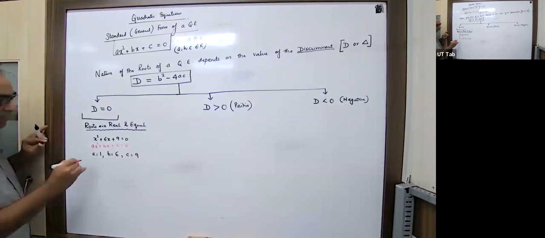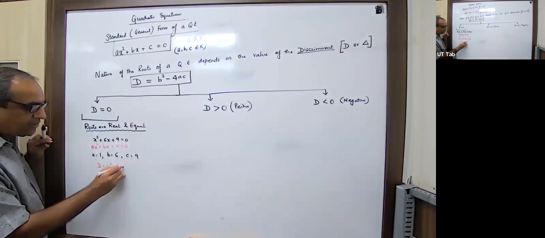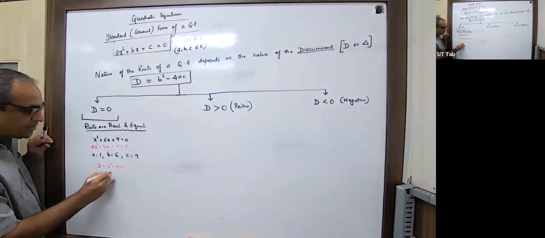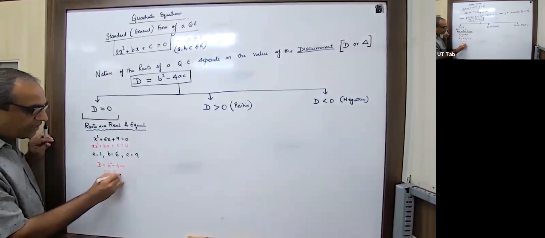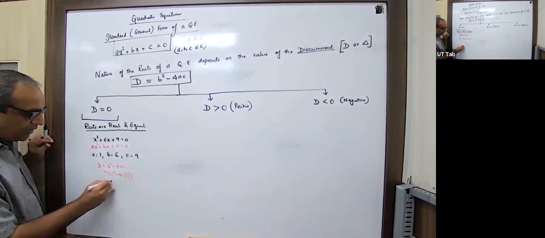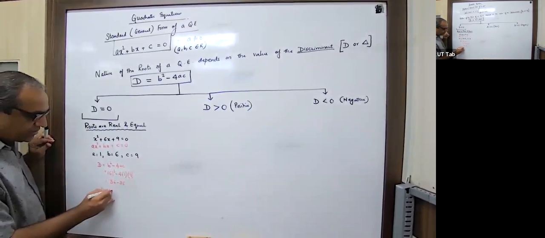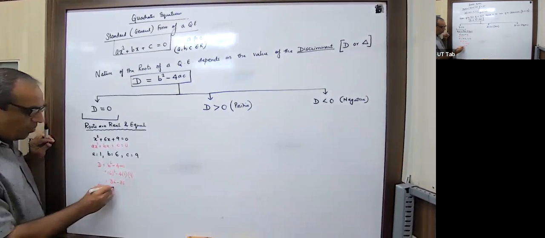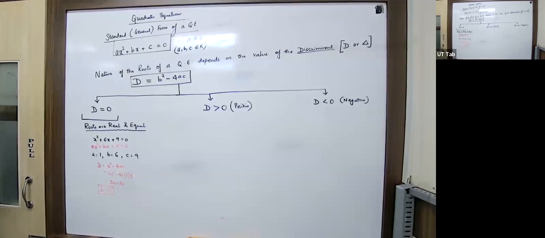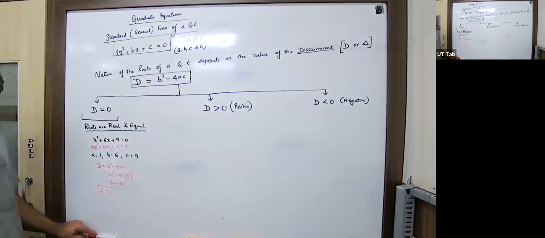Agree? Then I will find out D is b squared minus 4ac, which is 6 squared minus 4 into 1 into 9. That is 36 minus 36. Discriminant is 0. The moment I get discriminant is 0, I will conclude that the roots are real and equal. Roots are real and equal. Is this clear? Okay.